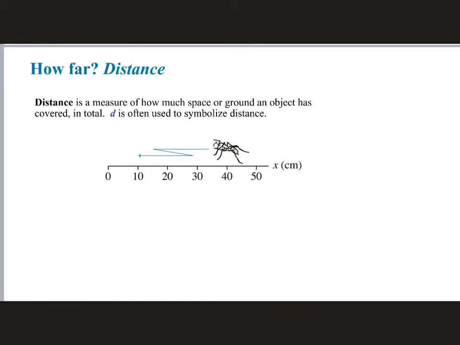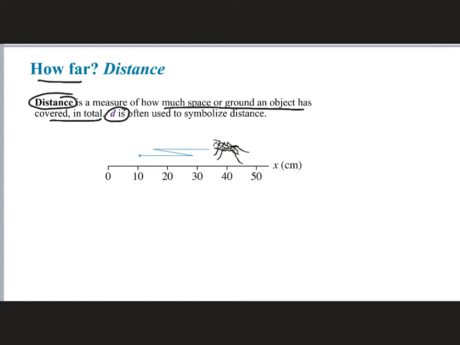Sometimes when you're studying motion, you want to ask the question, how far did it go? And there's actually a couple of different ways to answer that question. The first is with the idea of distance. Distance in physics is a measure of how much space or ground an object has covered in total. We use the letter D to symbolize distance most of the time, and it's really just overall how much ground or how much space did this object move through in total.